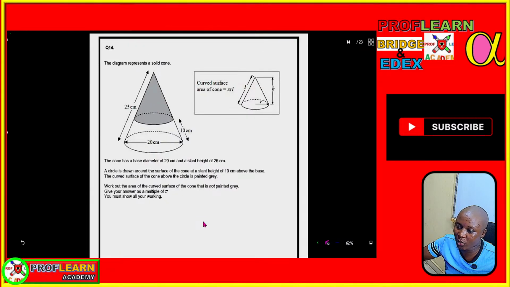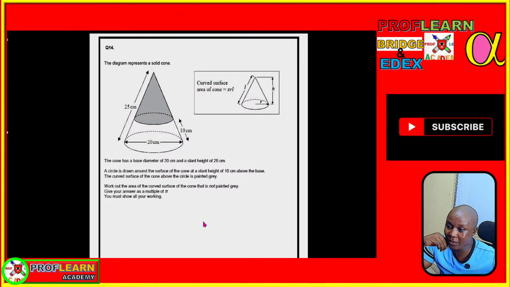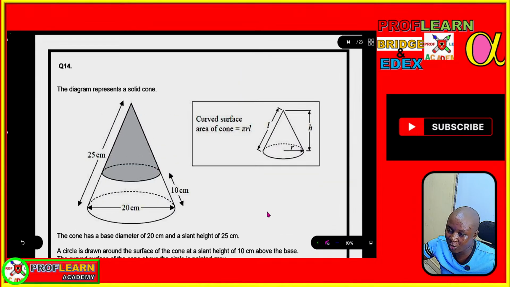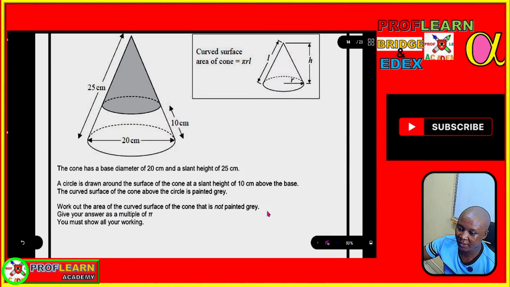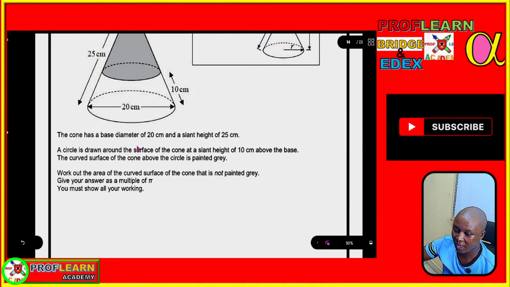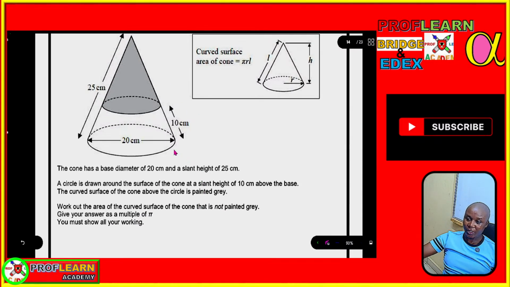Now we can move to question number 14. We are told that the diagram represents a solid cone. The cone has a base diameter of 20 and slant height of 25. A circle is drawn around the surface of the cone at a slant height of 10 above the base. Work out the area of the curved surface of the cone that is not painted.